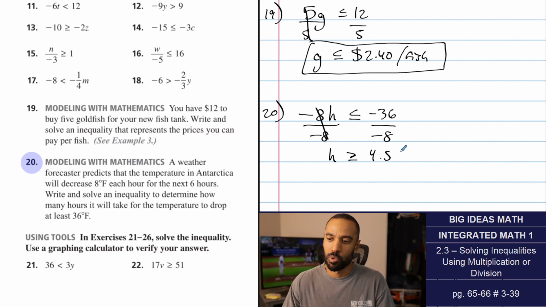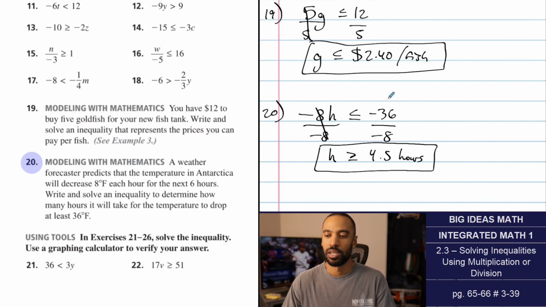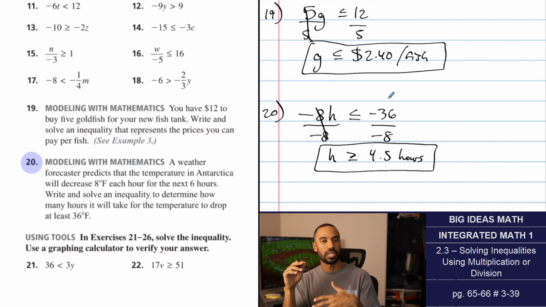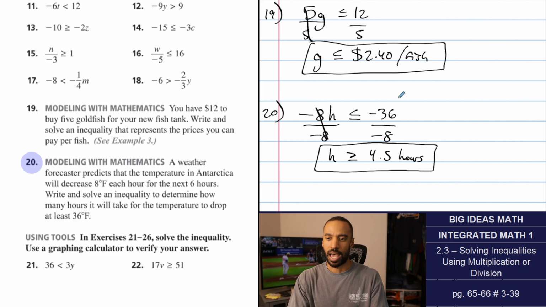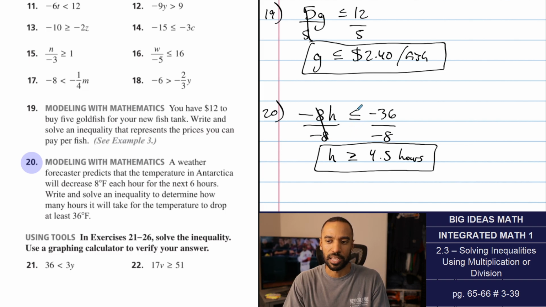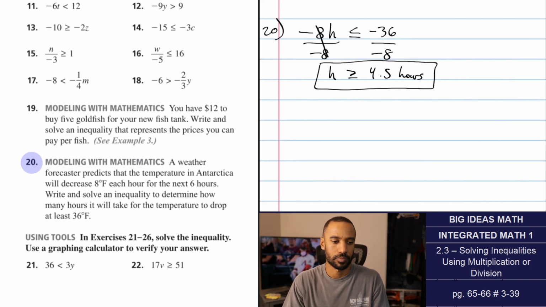So H has to be more than 4.5 hours for it to drop more than 36 degrees with that in mind. And that's the flippage. Now, you could have gone without putting negatives to begin with. I just thought of negatives when it came to dropping, decreasing. So I wanted to kind of use that strategy. But that's why we flip, and that's why we're less than to begin with.